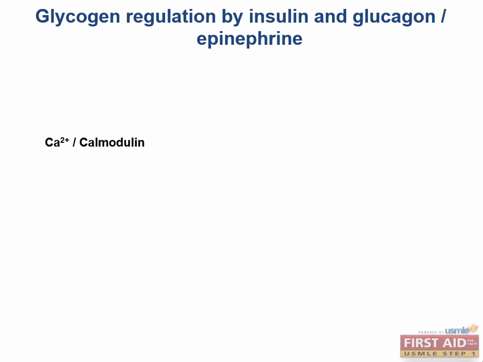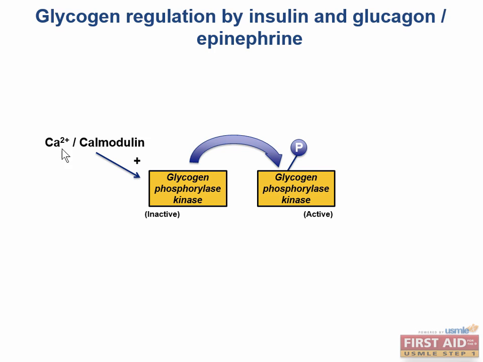A less high-yield pathway occurs in the muscle, in which calcium and calmodulin can activate phosphorylase kinase. So we're actually going to have calcium and calmodulin activate our glycogen phosphorylase kinase.